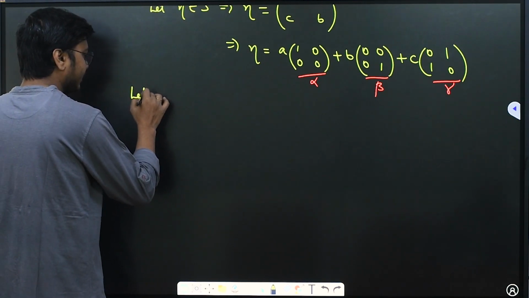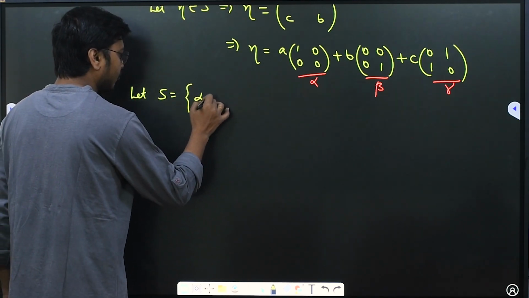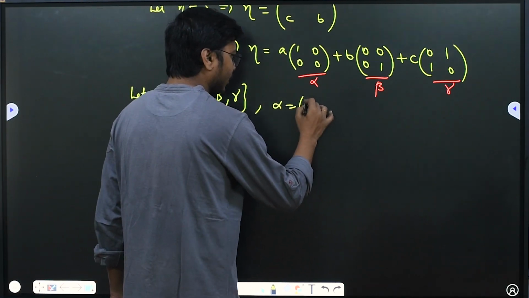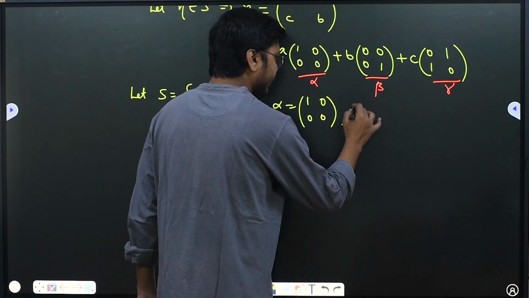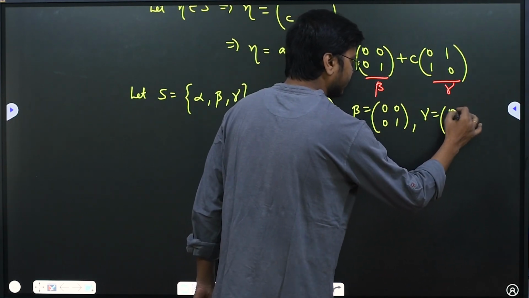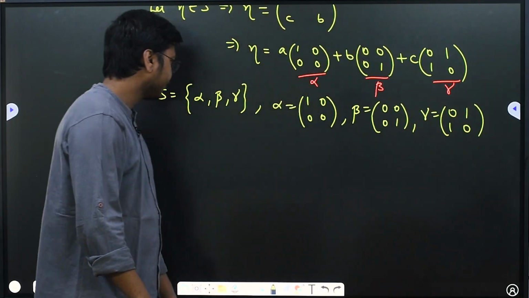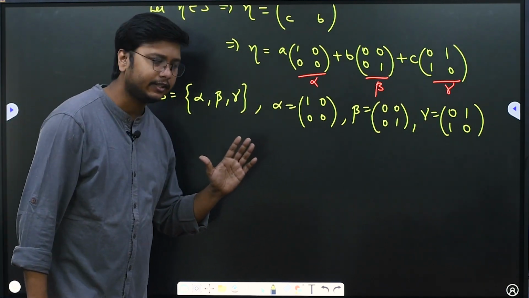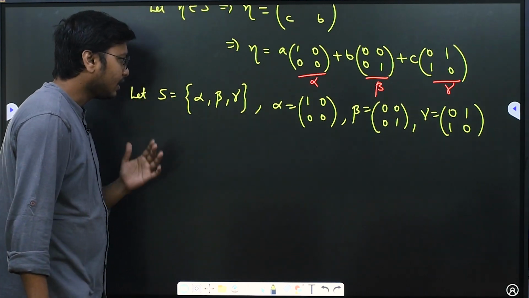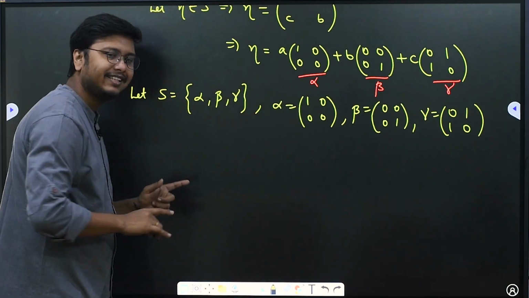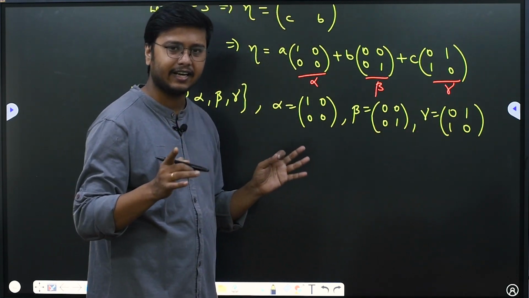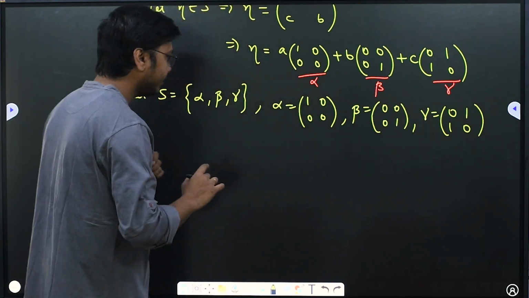So let S equal {alpha, beta, gamma}, where alpha is [[1, 0], [0, 0]], beta is [[0, 0], [0, 1]], and gamma is [[0, 1], [1, 0]]. So I've created my S set. Now I just need to show that this is the basis. First of all I need to show it is linearly independent. Since I have got 3 elements here, I cannot just say it like that. I need to use my definition of linear independence.